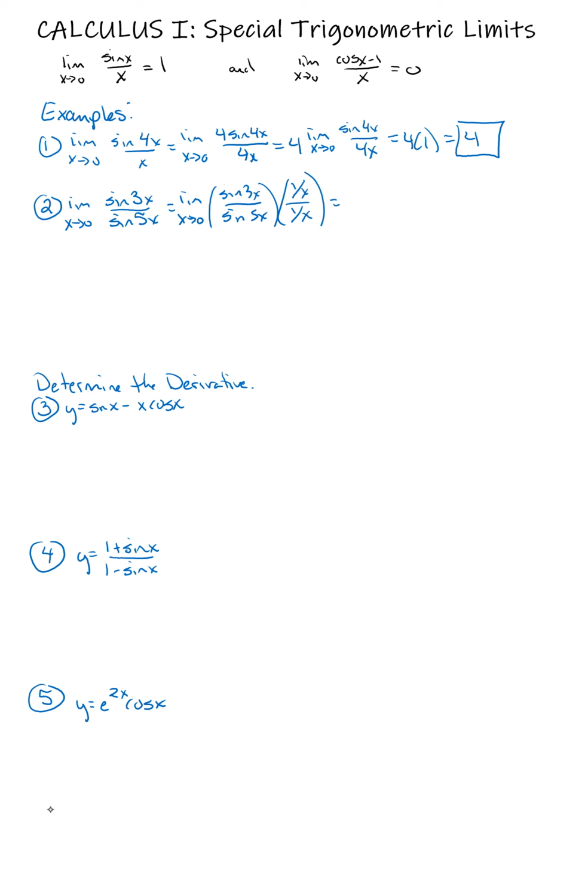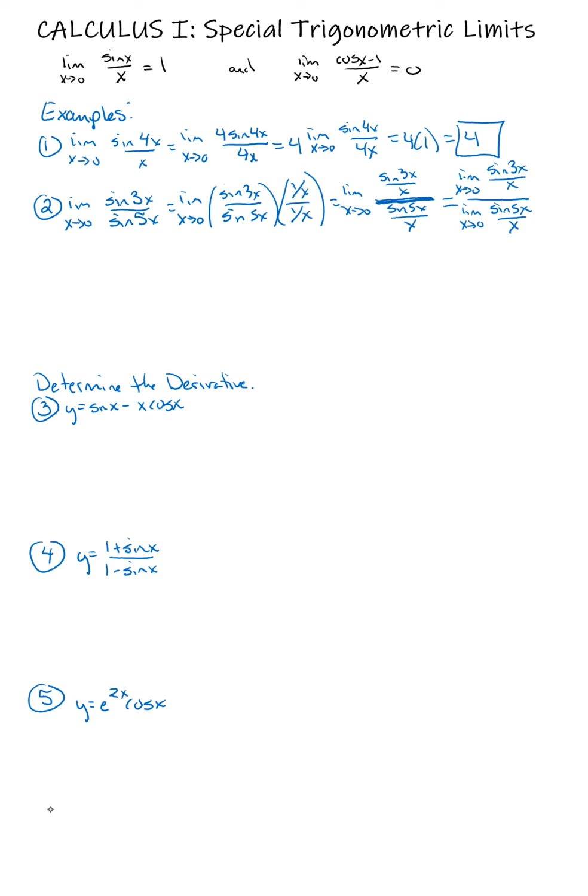So what we end up with is the limit as x approaches 0 of sine of 3x over x over the sine of 5x over x. Turns out in this situation we have the limit of a quotient, right? This is a quotient in here. And so the limit of a quotient is the quotient of those limits. So I can take the limit of sine of 3x over x over the limit as x approaches 0 of sine of 5x over x.